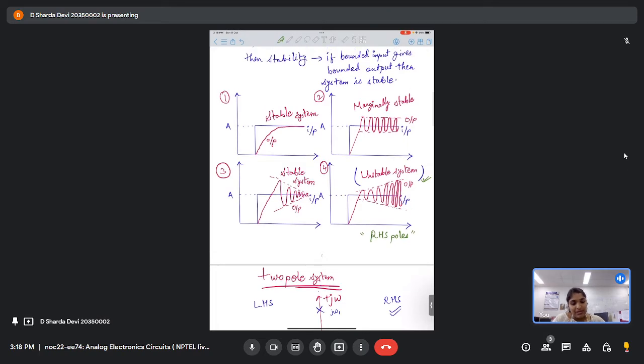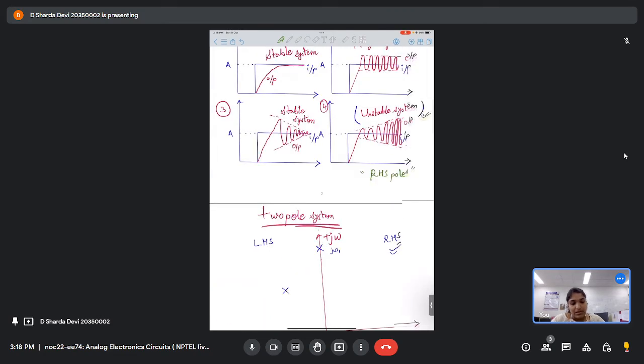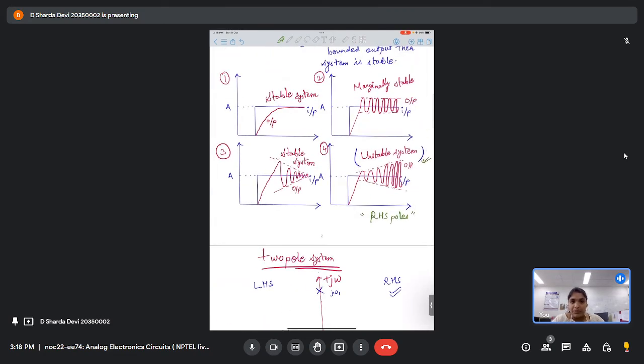Now, there are the other three conditions, right? 1, 2, and 3. So, which condition suits which type of pole pattern is the next question. These three systems are stable, right? This one is marginally stable, these two are completely stable systems.